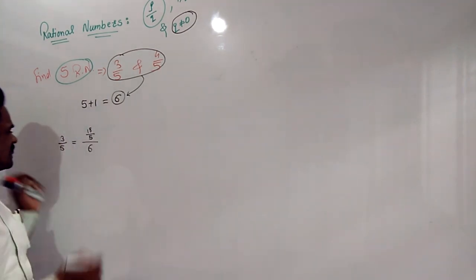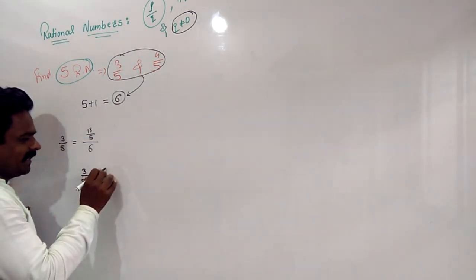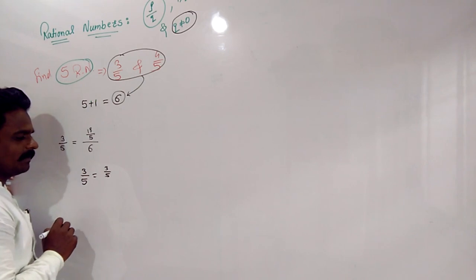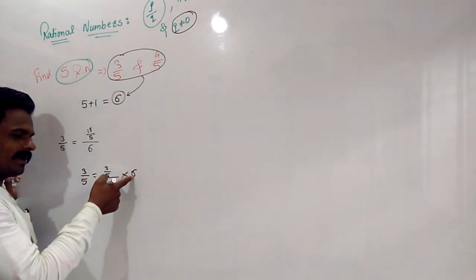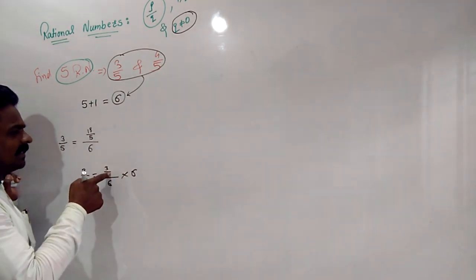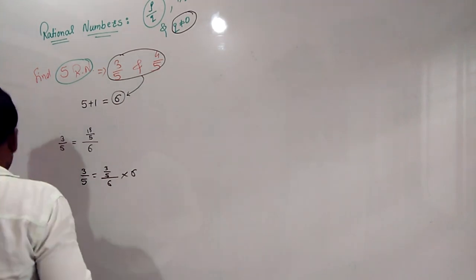In other words, 3 by 5 is equal to, we can write 3 by 5 only, no problem. Divide by 6 and multiply by 6. So again this will become the same. 6 3s are 18 by 5, so 18 by 5 divided by 6. Doesn't matter. Okay, fine. No problem.